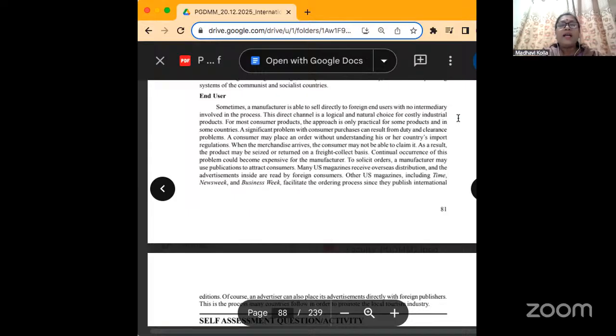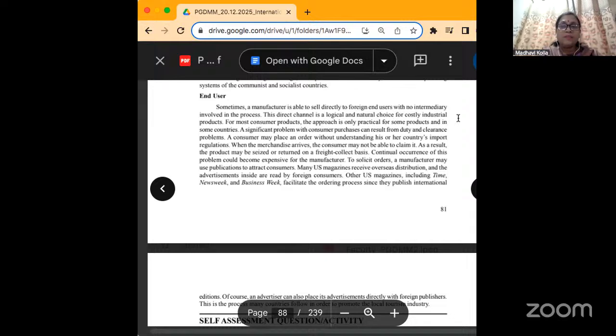That means directly from the manufacturer, the product is moving to a foreign end user. So here the approach is very practical in some cases where there are high ticket volumes, or high cost, or products that need a lot of customization, a lot of localization, and it is very customer centric, and customer expectations in terms of value addition are very high. Then it makes sense. But however, not all products can go through this particular channel member, that is direct sale to end user.